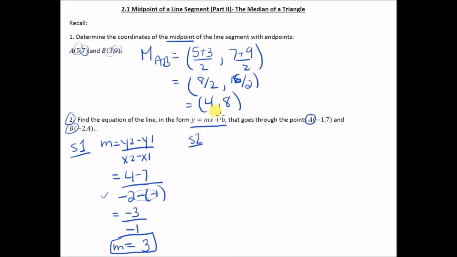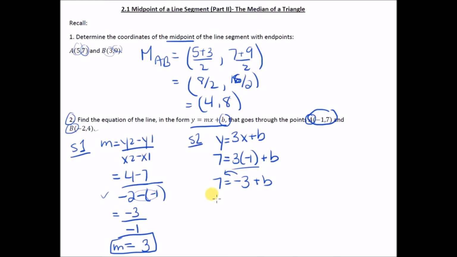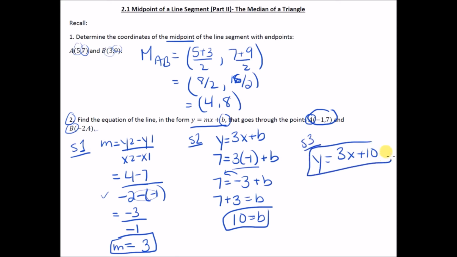Step 2, we want to solve for b. So when we sub in the slope, y equals 3x plus b, we also sub in one or the other point. Let's sub in A, negative 1 comma 7. So 7 equals 3 times negative 1 plus b. 3 times negative 1 is just negative 3. Bringing that over to the other side, it becomes 7 plus 3. Okay, so b is 10. Now step 3 is rewriting this in the form y equals mx plus b. And there's our equation of that line.